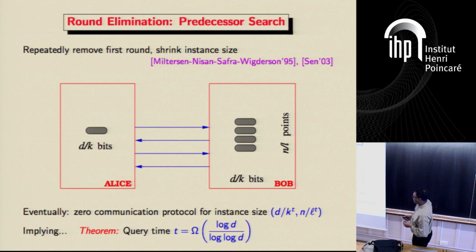And so if you keep doing this, then because the original protocol had T messages each way, you find that eventually you've removed all the rounds, so you have zero communication, and you're solving an instance of dimension d over k to the t, and with number of points n over L to the t. So if this instance is non-trivial, then you have a contradiction, because you shouldn't be able to solve a non-trivial problem with zero communication. So to prove a lower bound, all that remains is to do the algebra and make sure that these numbers are non-trivial. So that translates basically into this query type. Okay, you'll have to believe me on this translation, but this is just algebra.